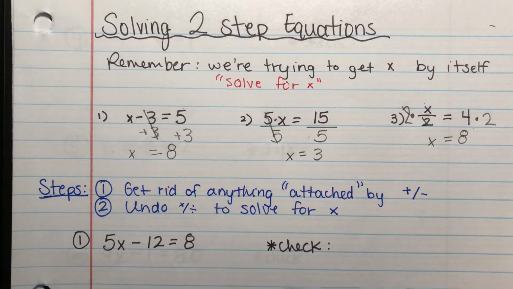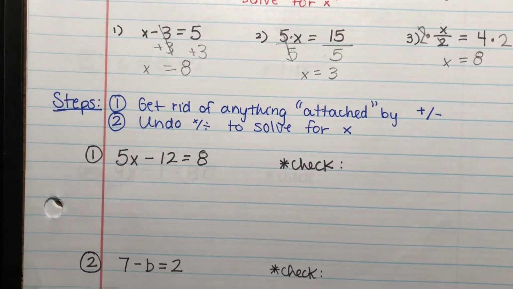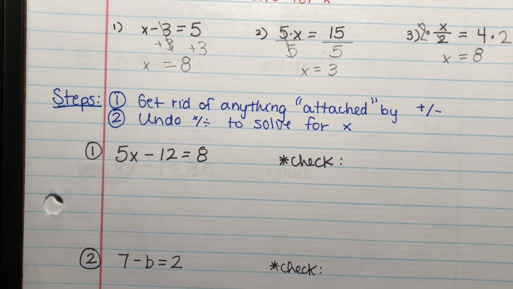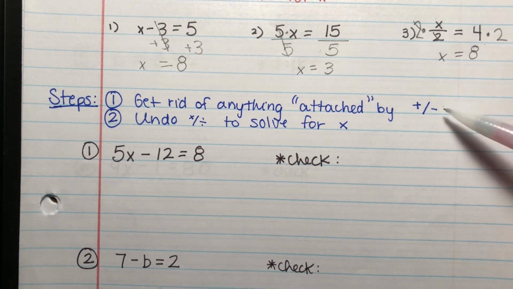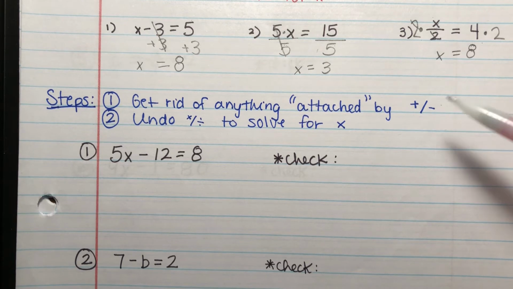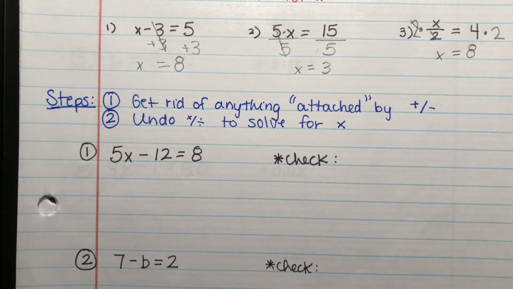Alright, now that we've done a little review of solving one-step equations, let's move on to solving some two-step equations. They shouldn't be too difficult. Hopefully you've seen them before. We're just having to do an extra step to get x by itself. I wrote out the steps for us. First, we need to get rid of anything attached to the x by addition or subtraction. Then we're going to undo the multiplication or division to get x by itself to solve for x.